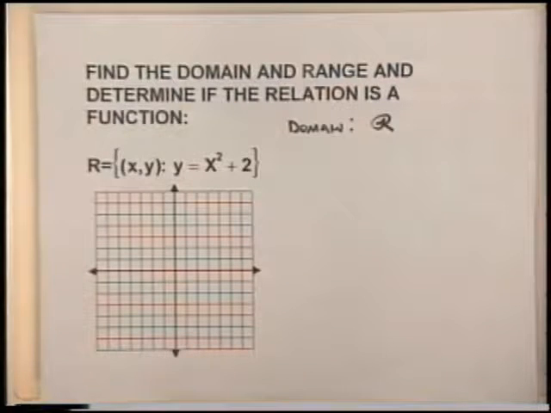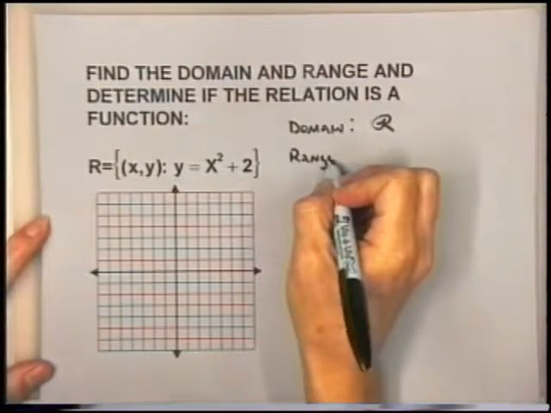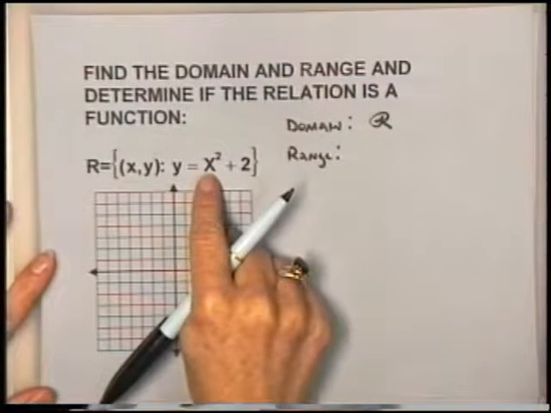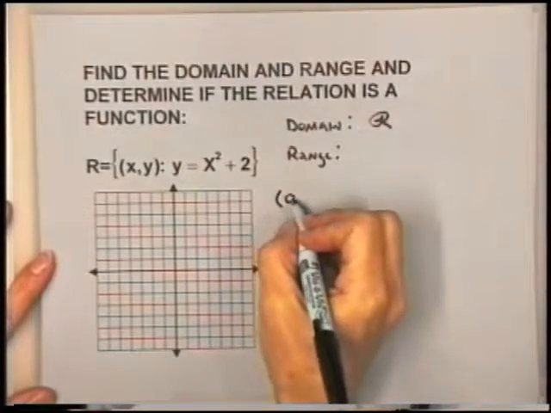I'm going to write that the domain of this relation can be any real number. Now, let's talk about the range. What kind of answers will I get? Well, let's see. If I choose some numbers, in fact, let's just choose a few while we're doing this.